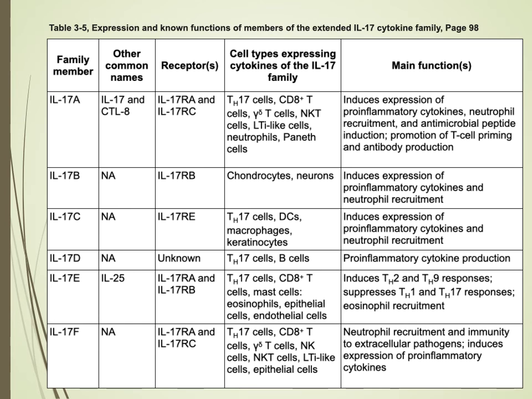So this table just shows some of the different family members of the interleukin cytokine family. Again, I don't expect you to memorize this table. What I'd expect you to take home is that if you look at the different cell types that express these cytokines, you can see that there's quite the range. And then if we look at the effect, generally this is going to be pro-inflammatory.